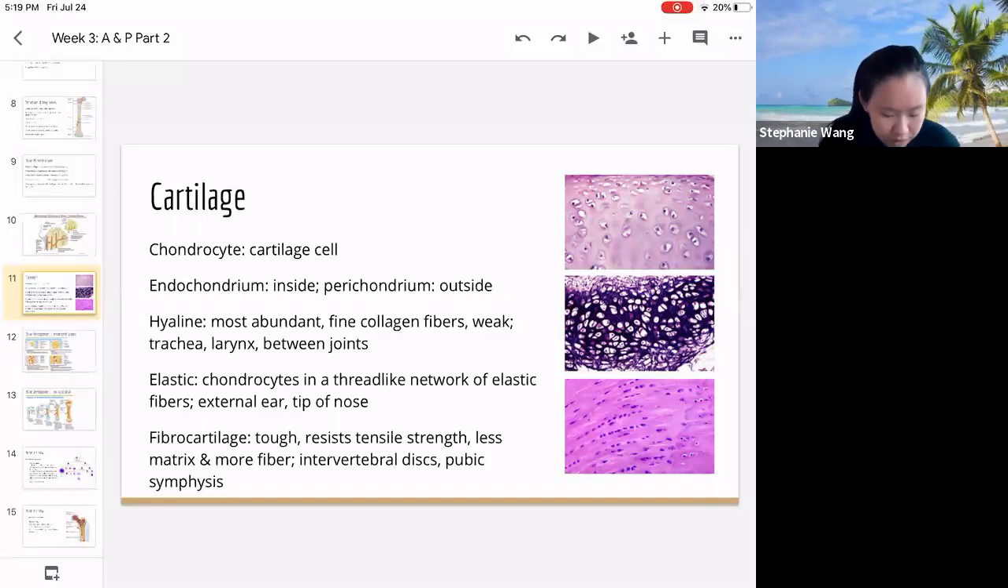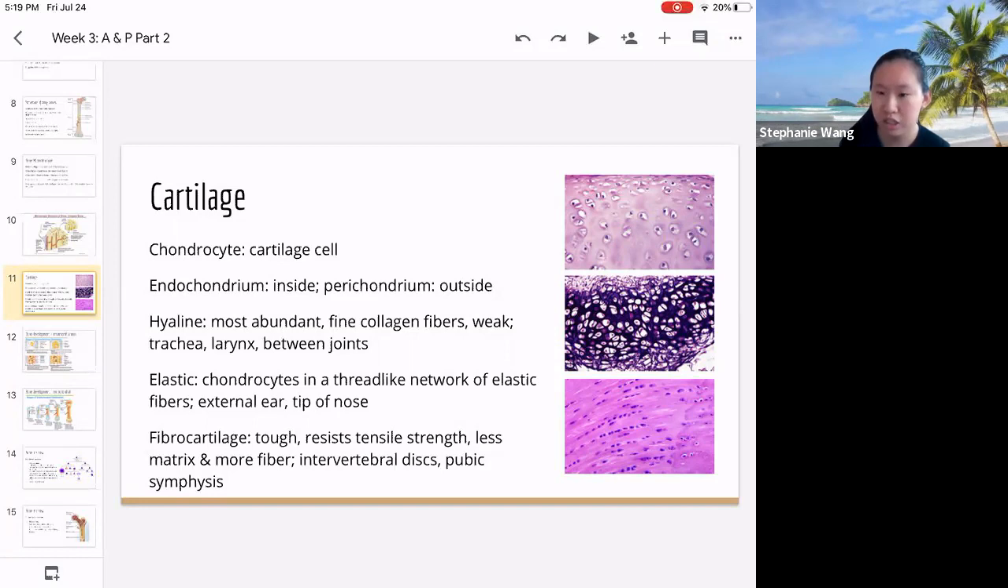So yeah. Next, we will talk about fibrocartilage. Fibrocartilage is much tougher than elastic and hyaline. A lot of the time it's used for scar formation inside various parts of your body.